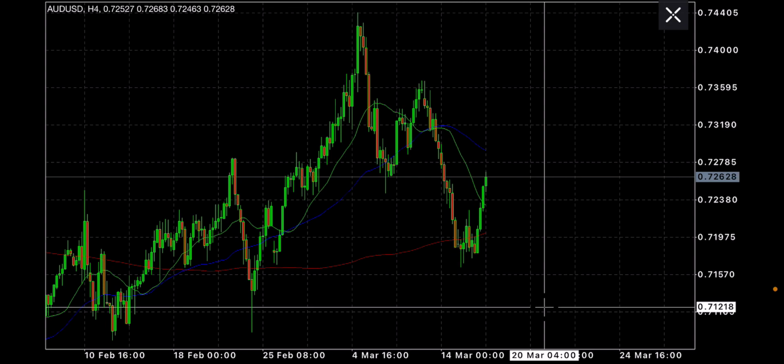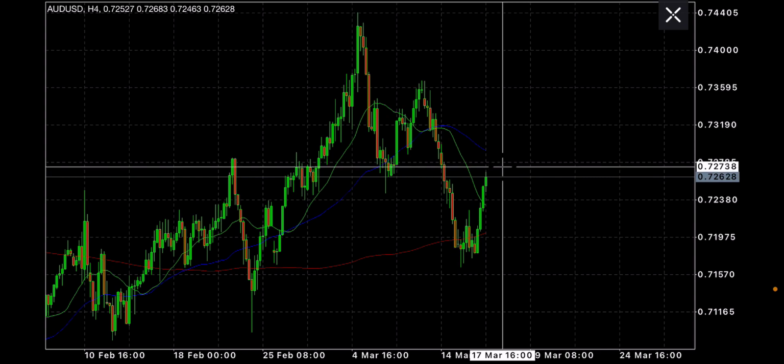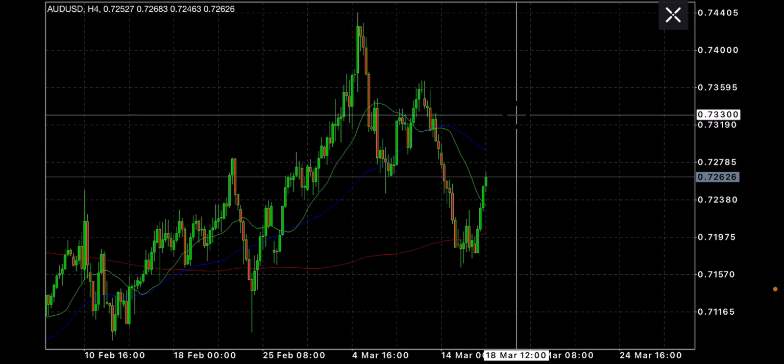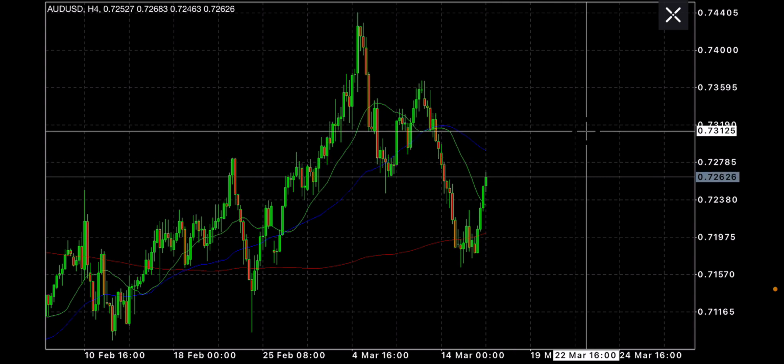But for right now, from a fundamental standpoint, the Aussie is much stronger than the USD. So we should start to see significant push ups. We start to get to this area here before we start to see any consolidation or rumbling.